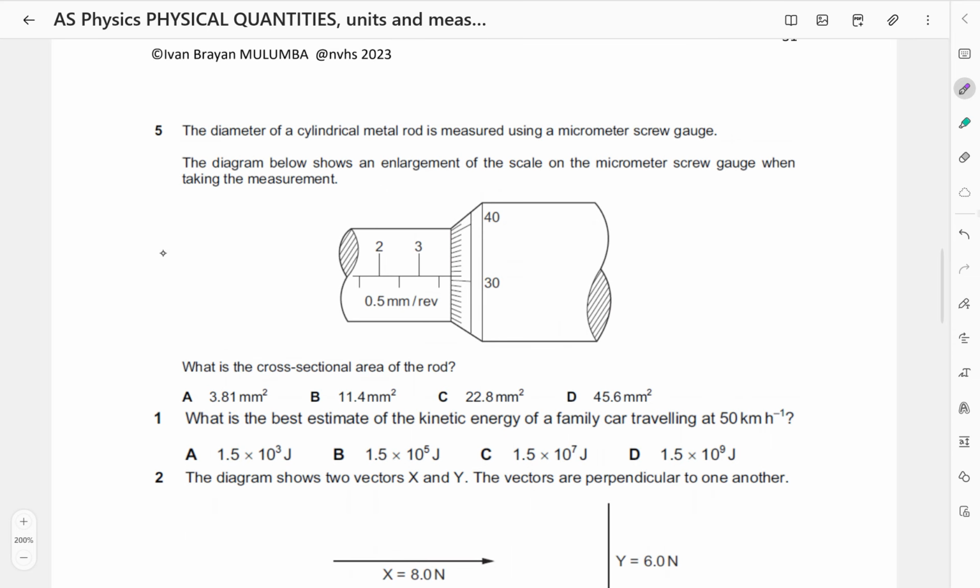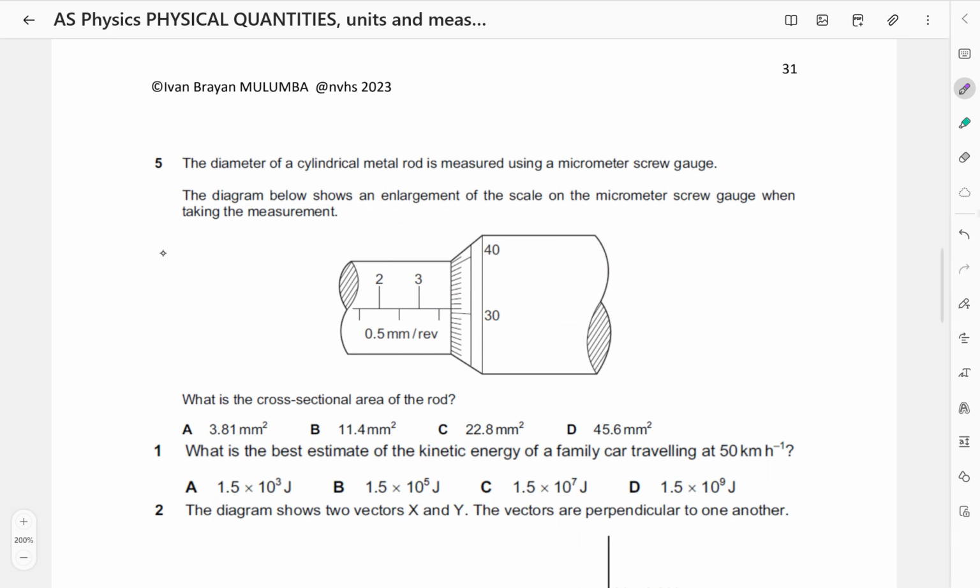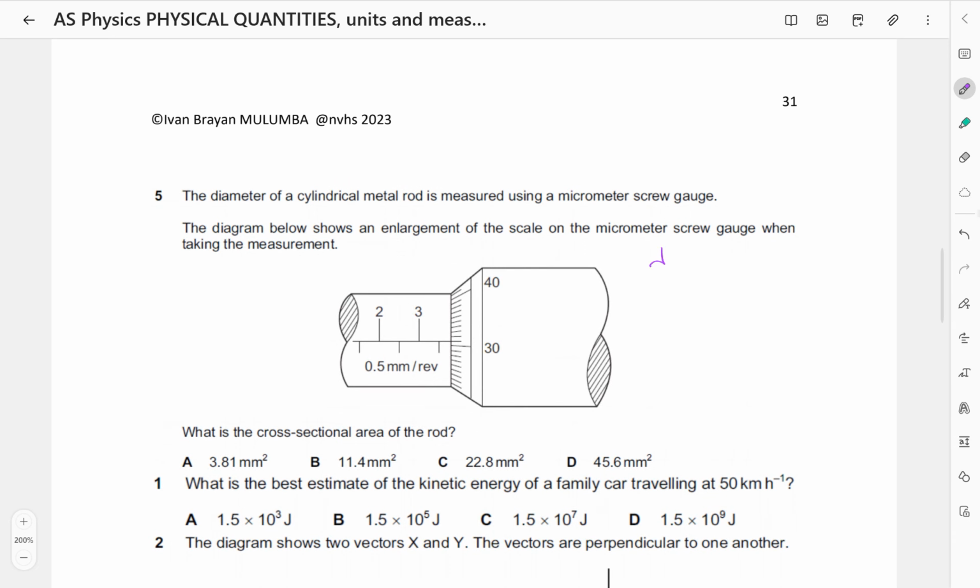The diameter of a cylindrical metal rod is measured using a micrometer screw gauge. The diagram below shows an enlargement of the scale on the micrometer screw gauge when taking the measurement. What is the cross-sectional area of the rod? First of all, let's see the diameter. The reading on the sleeve scale is 3.5 plus the reading on the thimble scale, which is 31 over 100, which gives us 3.81 millimeters.